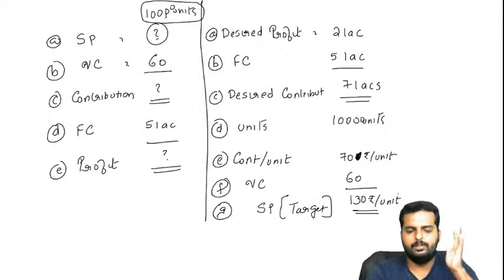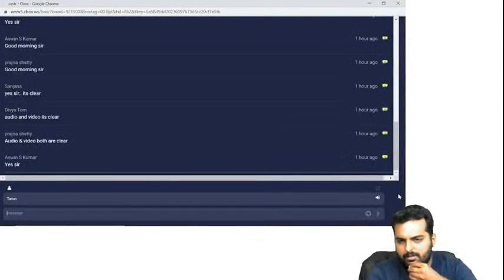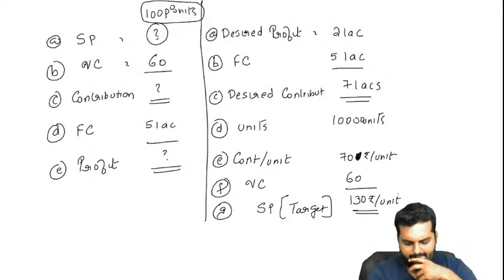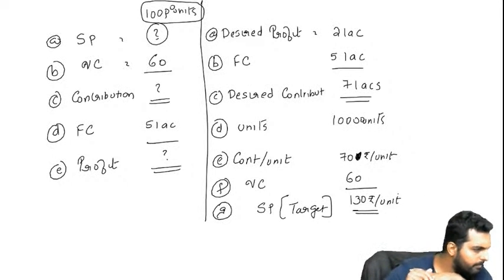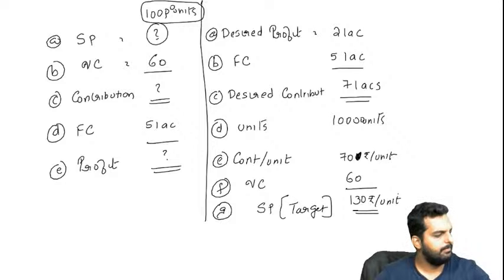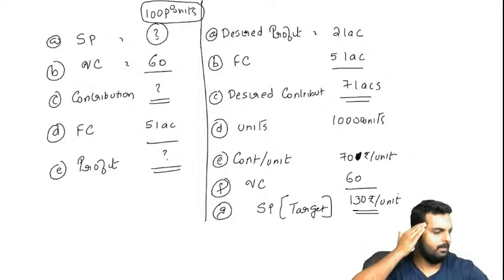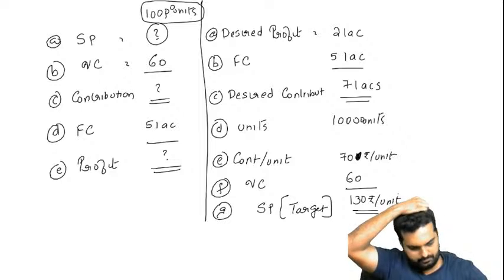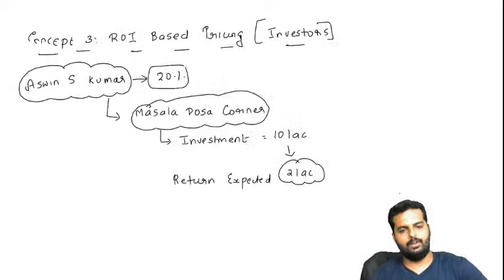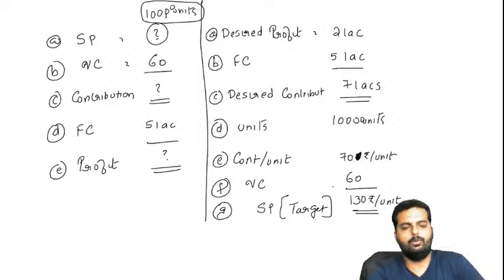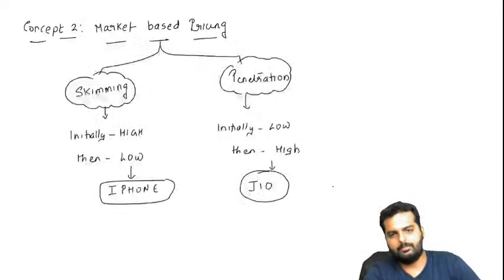Friends, I believe you are clear with this part. Can I go to the next one now? Alright, friends, have you all put up till here? Okay, can I go to the next part? So we have learned about concept 3, ROI based pricing also. Let's go to the next one.